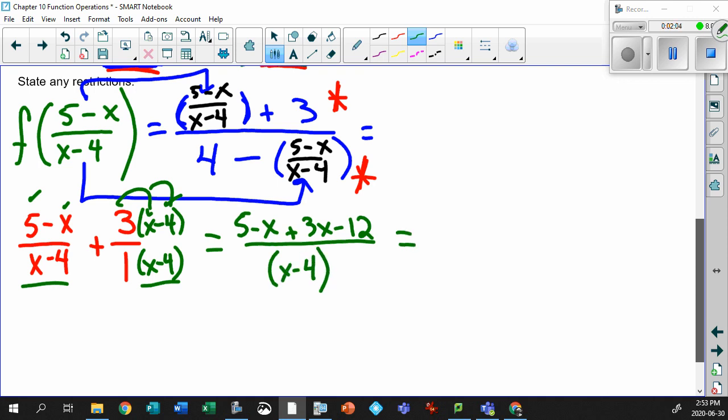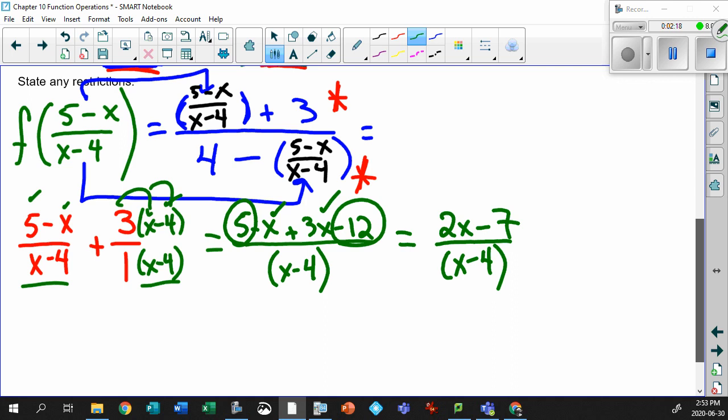Okay, combine like terms. There's a minus x and 3x. That's going to give you 2x. And I've got a positive 5 and a minus 12 to give us minus 7, all over the common denominator of x minus 4. So at this point right here, I'm going to stop because I haven't done any canceling or anything like that yet. And what I'm really interested in is what the restrictions are. So don't forget, you have a denominator here. x minus 4 cannot equal 0. So of course, x cannot equal positive 4. There's one of your restrictions.